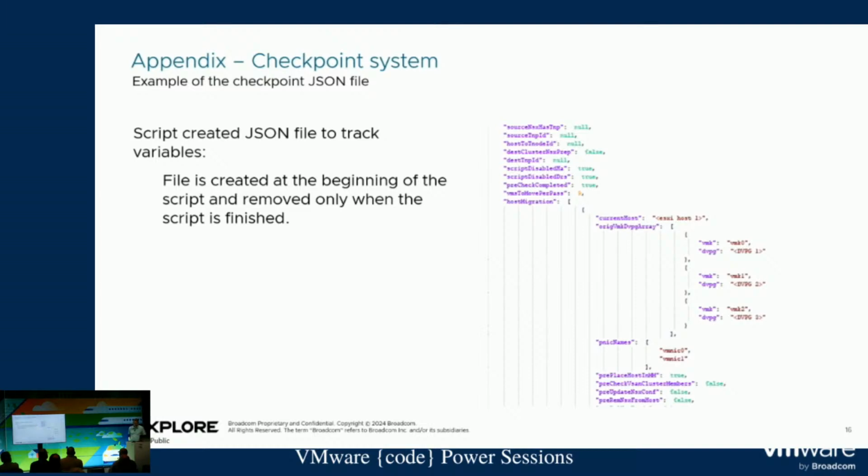It also gave us the ability to back out of whatever migrations we were working on. If something catastrophic happened, and there were a few of those, we could change a value in the input CSV file, and the script would then start a complete new backout process using this checkpoint system.